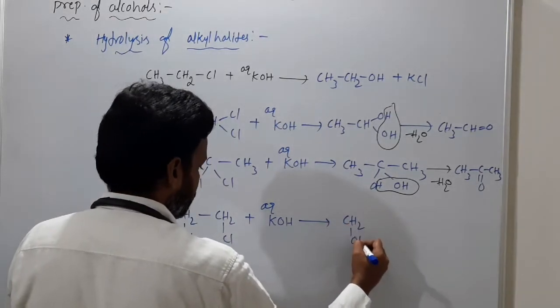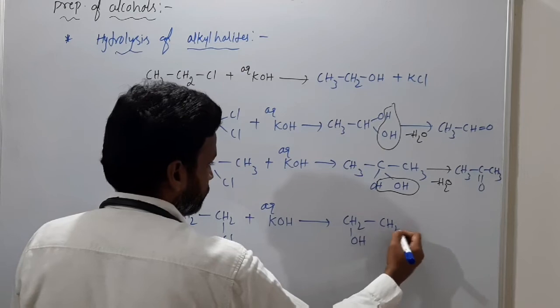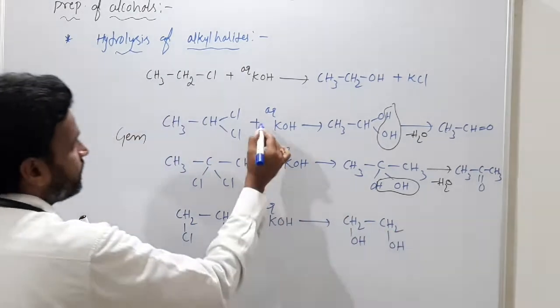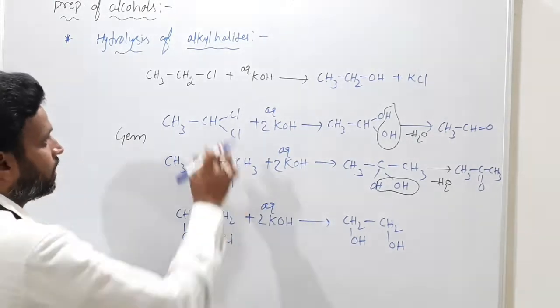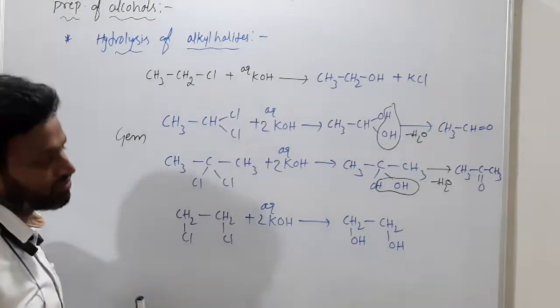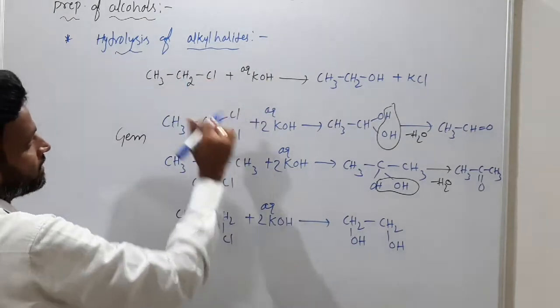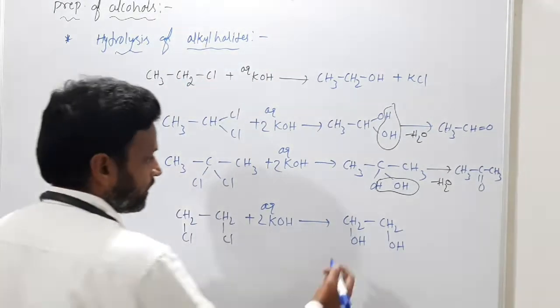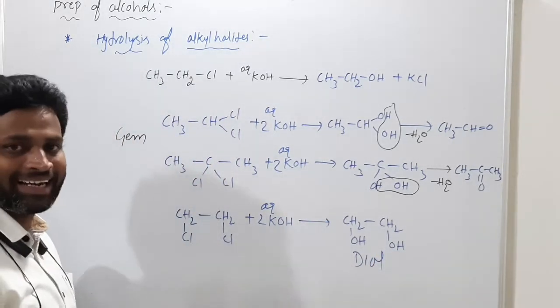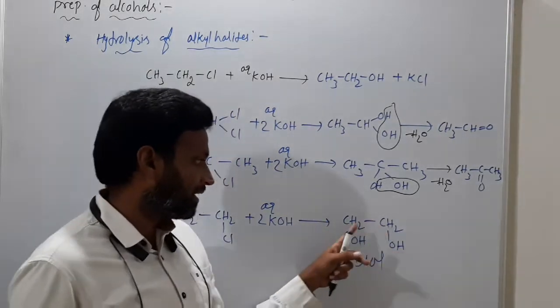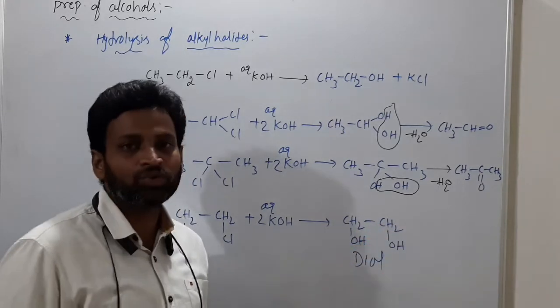CH2OH and CH2OH. Of course 2 moles we have to take everywhere, because 2 chlorines are there, no? 2 moles. Monochloro, so 1 mole is enough, because 1 chlorine is replaced by OH. Got it? So this is diol preparation. Do you know ethylene glycol? Yes, this one, ethylene glycol, CH2OH single bond CH2OH.